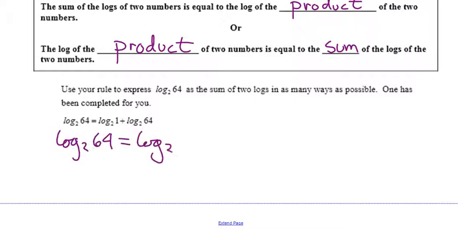So log base 2 of, really? Come on, log base 2 of 2. Plus log base 2 of, okay? And then you should be able to write a few more, right? You may want to be systematic about it.